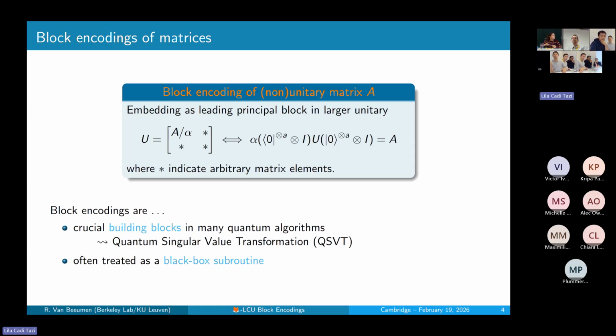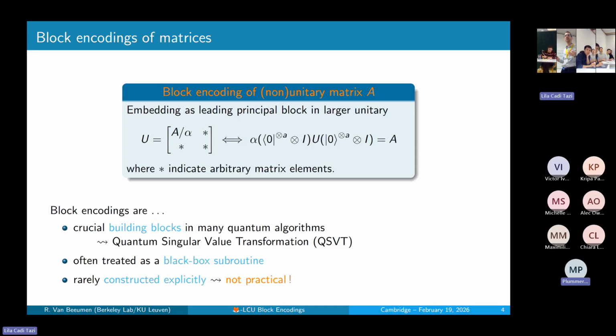However, they are often treated as a black box subroutine. So we have algorithms which are optimal in terms of query complexity to a block encoding. But if we cannot implement that block encoding efficiently, yeah, all the speedup can be annihilated. And so rarely these block encodings are constructed explicitly in practice. And that's actually what my talk will be about: how can we construct, for certain classes of matrices or Hamiltonians, explicit and practical short-depth quantum circuits?